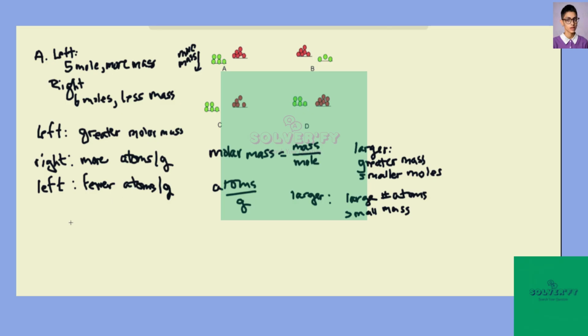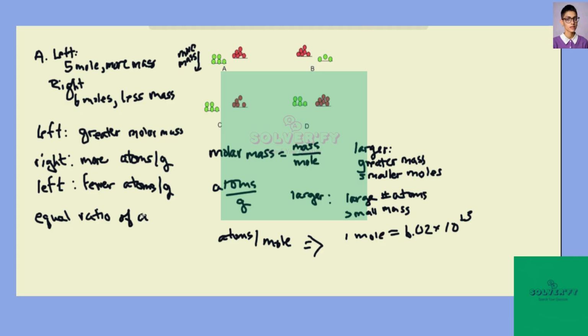And finally, which one has more of the ratio of atoms per mole? This is the same, because Avogadro's number always tells us that 1 mole is equal to 6.02 times 10 to the 23rd particles. So both have equal ratios of atoms to moles.